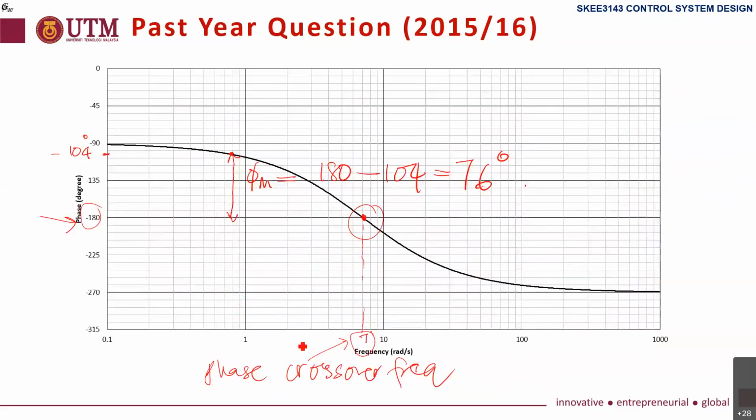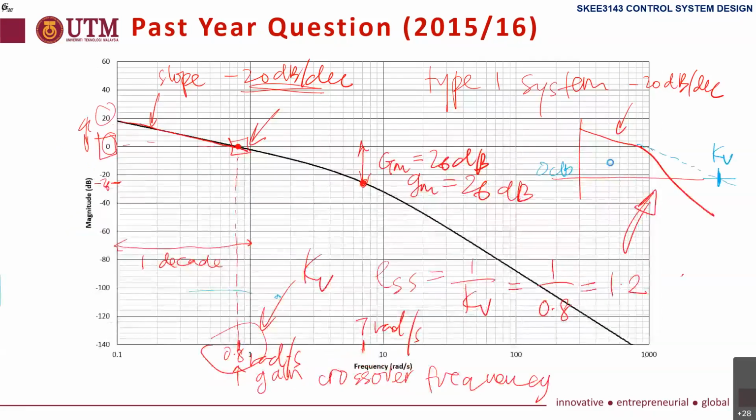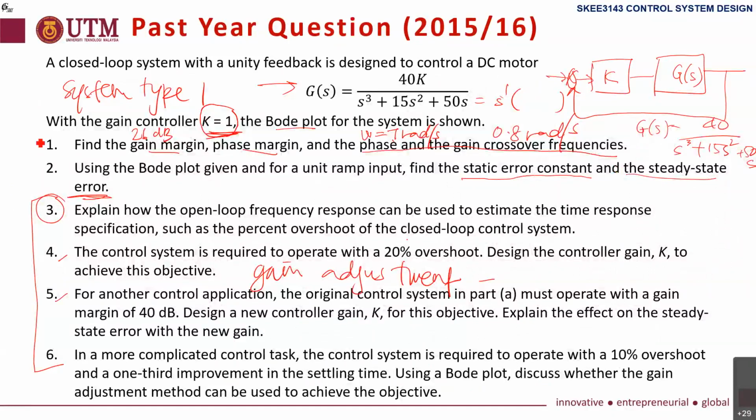Then we look into 0.8, here 0.8. Then the phase at 0.8 radian per second is here, about minus 104 degrees. Then we take the difference. 76 degrees is the phase margin. Right, that is for number 1.